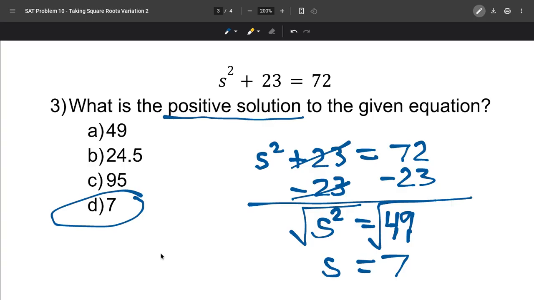D. Now, another thing you could encounter on the SAT is they could throw something at you: what is the negative solution to the given equation? If we had negative 7, well, negative 7 squared is 49. 49 plus 23 is 72, so that would work if they asked for the negative solution. So just keep that in mind.